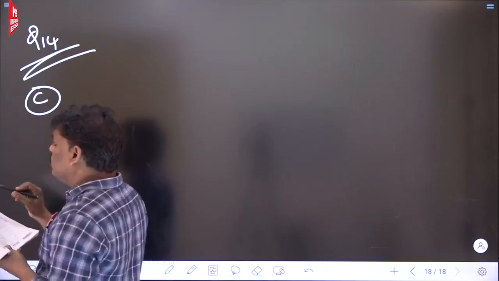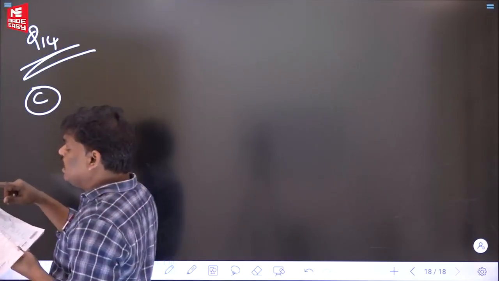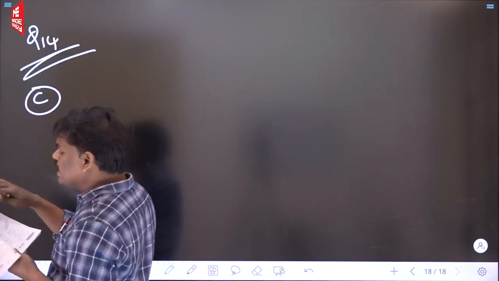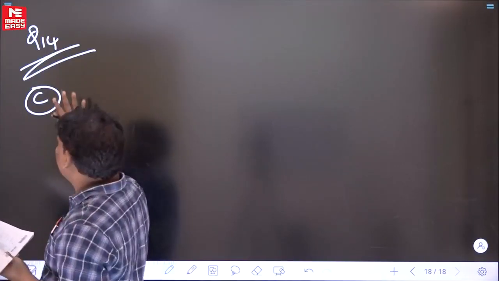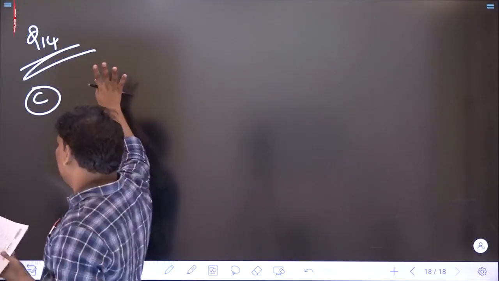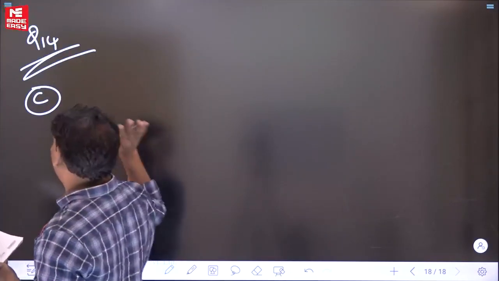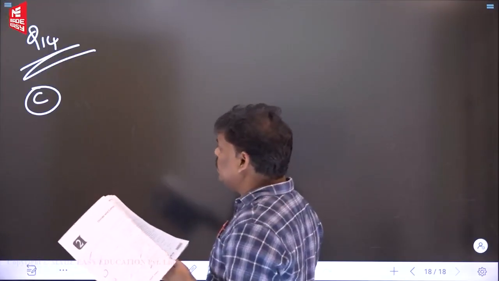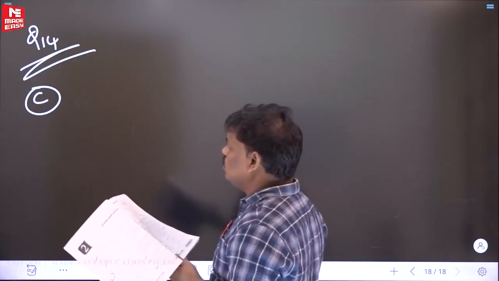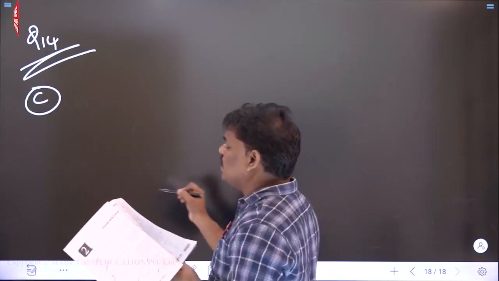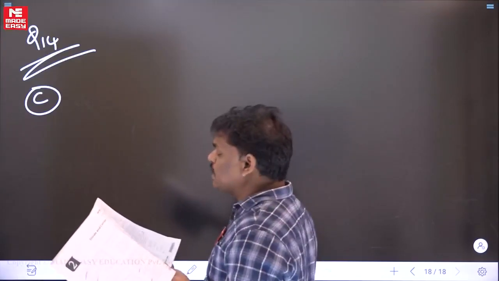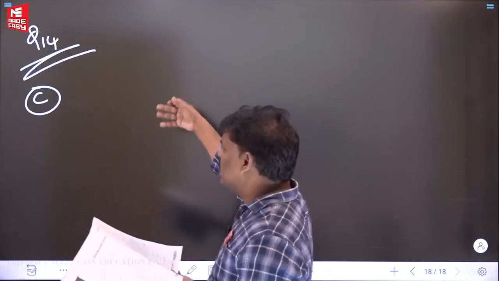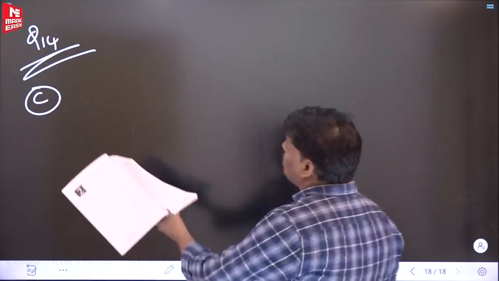Given two arrays of numbers A1 to AN. Just type it in Google or YouTube. You will find one algorithm also. Please go through it. Question number 14, answer is C. If you type just the first line, given two arrays of numbers A1 to AN, you will see one for loop is there in that algorithm. This may be your homework.